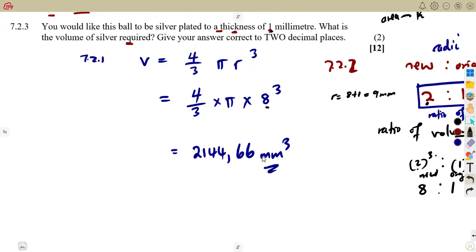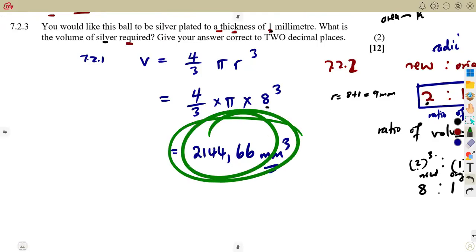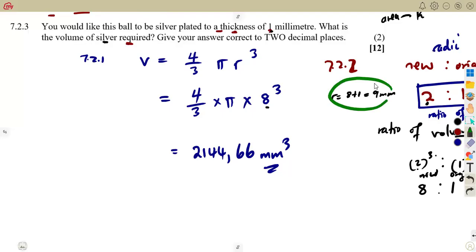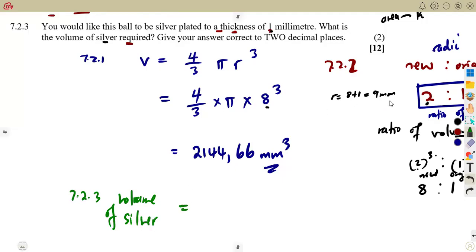meaning we've got 9 millimeters. It has been affected. So for you to remain with the volume of the silver only, you're supposed to remove the ball on its own from when the silver coating or plating was involved. So it's simply the difference in terms of the volumes. This is the volume of silver required. When the radius is now at 9, with the thickness that we are given, what is your volume?